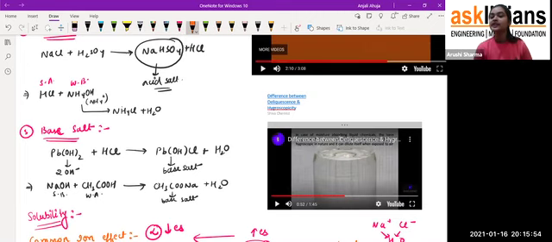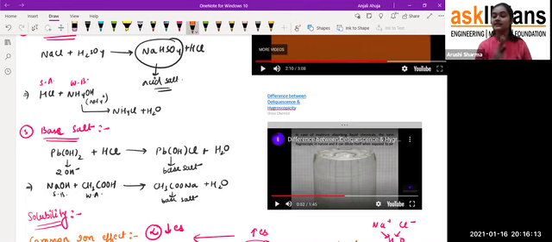See students, concentrated H2SO4 is also a substance which acts as a hygroscopic substance, because it absorbs the moisture from the air. And what you will see is that if it is absorbing some content of water from the air, it is going to become dilute.